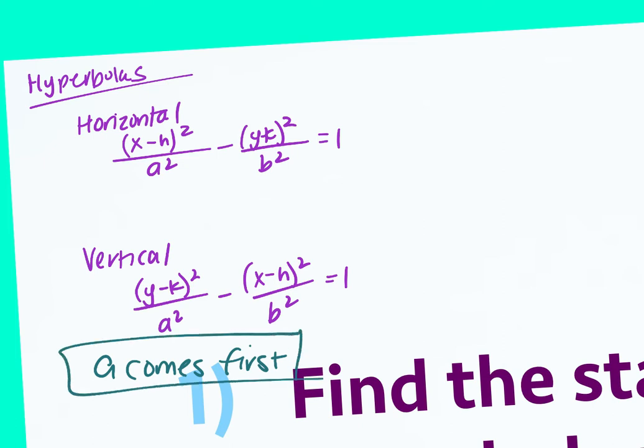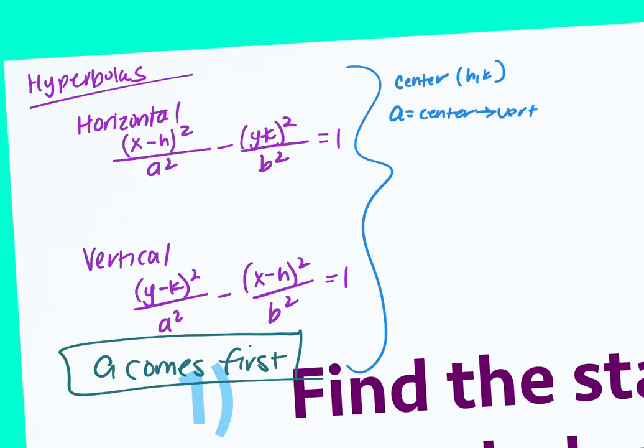That is different from ellipse. Also, for both of them, the center is your (h, k). Again, a is, sorry, not vertex. Center to vertex. b is center to co-vertex, and those are the ones you make the little box for to find the asymptotes. c is center to foci.